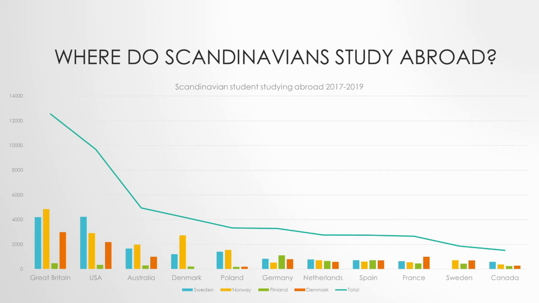Then we have Australia, again another big English-speaking country, many good universities, and you have this lovely climate and the sun and the beach that the Scandinavian students love, and of course lots of programs to choose from, so quite natural. And after that you get a bunch of different EU countries.